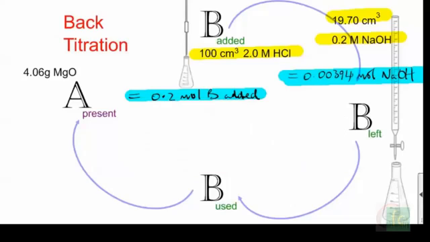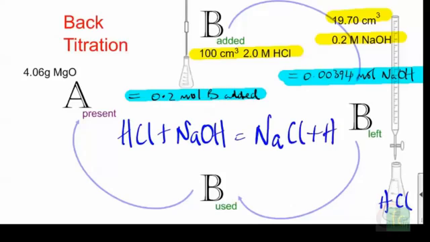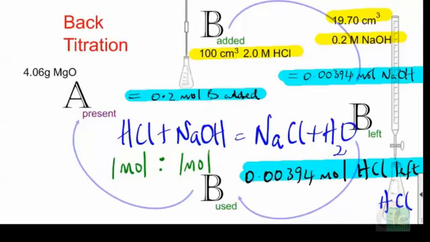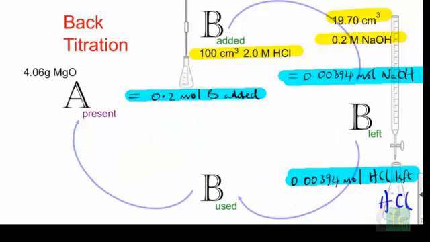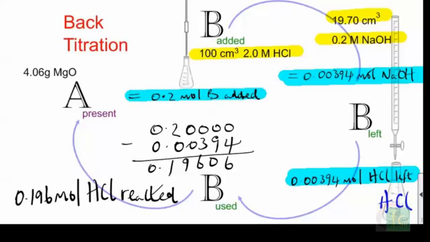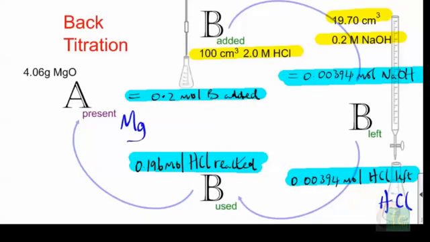We need to take a look at the balanced equation between NaOH and HCl. And you see here that they react in the ratio 1 mole of HCl to 1 mole of NaOH. That means we must have had the same number of moles, 0.00394 moles of HCl in the flask. That's the number of moles of HCl left. So if we subtract the number of moles left from the number of moles added, there you have it, we get 0.196 moles of HCl must have reacted with the magnesium oxide.